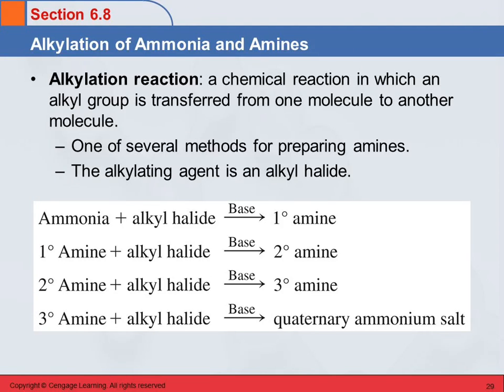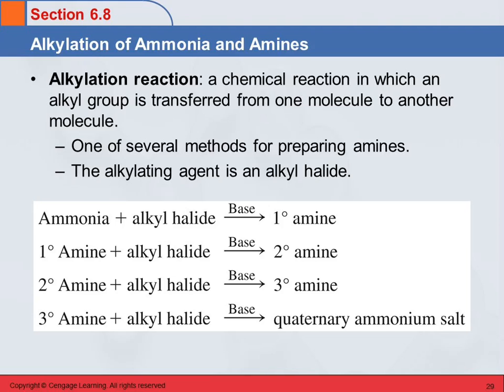Alkylation reaction. Most of these reaction names are suggestive of what's happening. Alkylation should make us think, oh, an alkyl group is being put onto something. This is where an alkyl group is transferred from one molecule to another. And this is one of several ways of preparing amines.